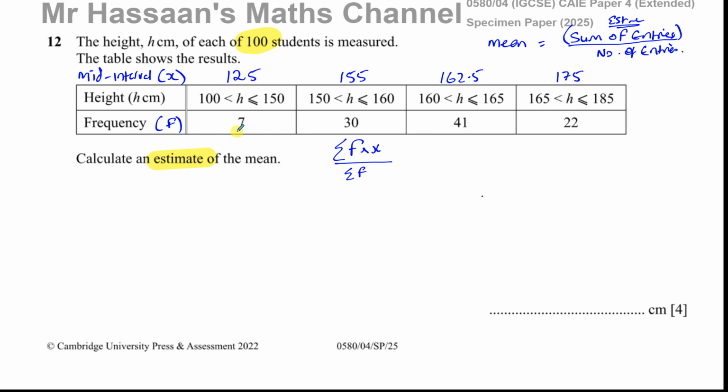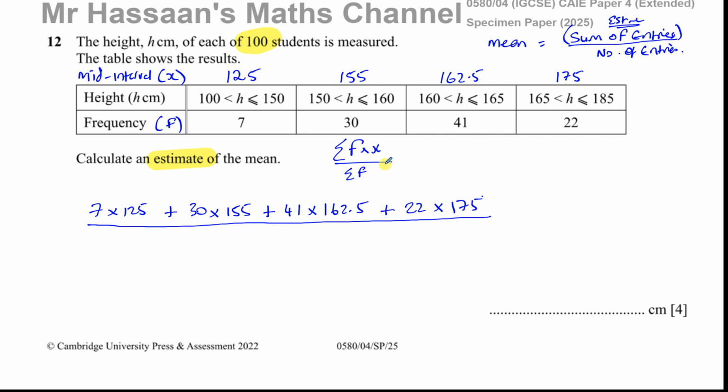So now we can just do the multiplication. We're going to do 7 times 125 plus 30 times 155 plus 41 times 162.5 plus 22 times 175. I'm going to divide all of that by the sum of the frequencies, which is 100. Always check if that is mentioned in the question before you start adding these together. Save time.